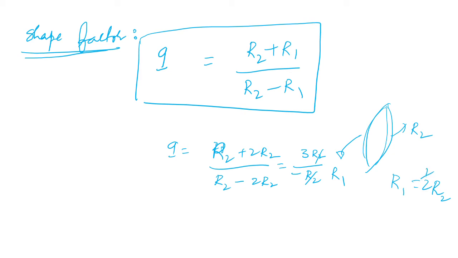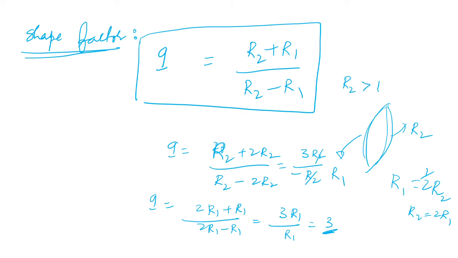Or if I make it half, if R1 is equal to half of R2, so R2 would be equal to twice R1, then I would have Q equal to 2R1 plus R1 divided by 2R1 minus R1. So that would be equal to 3R1 by R1, or plus 3. So in that sense, when Q is positive, that means R2 is necessarily greater than R1. Q greater than 0 implies R2 is greater than R1. R2 less than R1 implies the shape factor is less than 0.